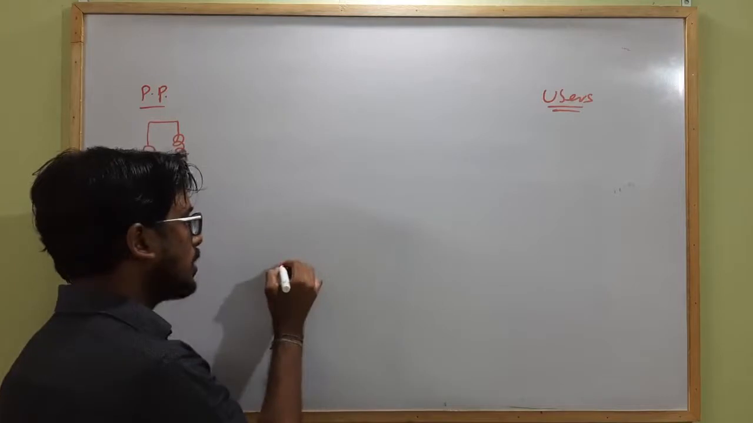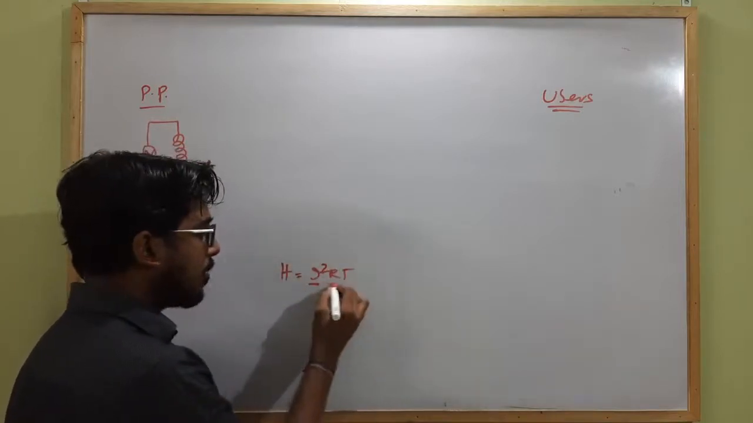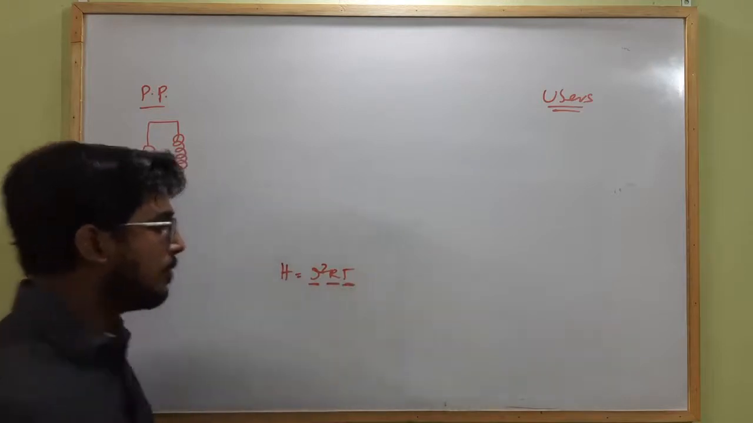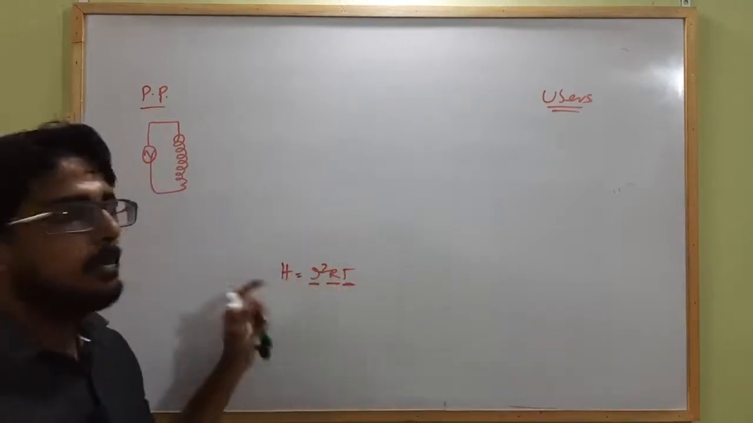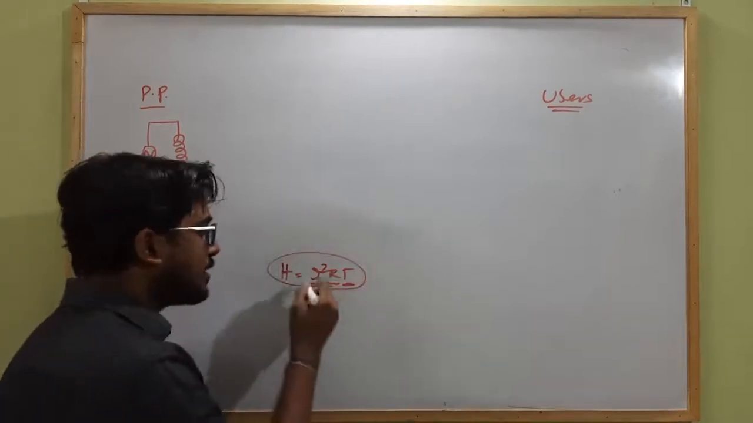in the form of heat, which you can write as H equal to I squared R T. I is the current, R is the resistance, T is the time. So when resistance increases, the heat produced will increase. So how do we minimize this heat produced?